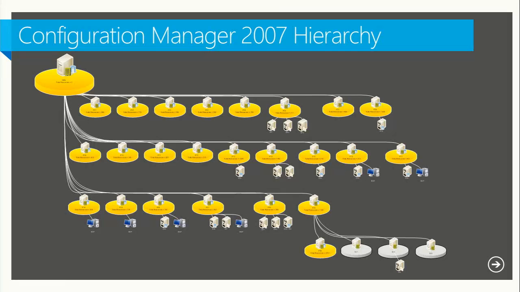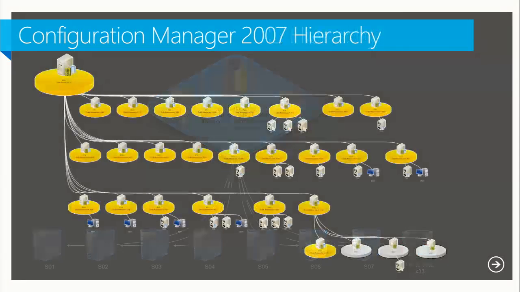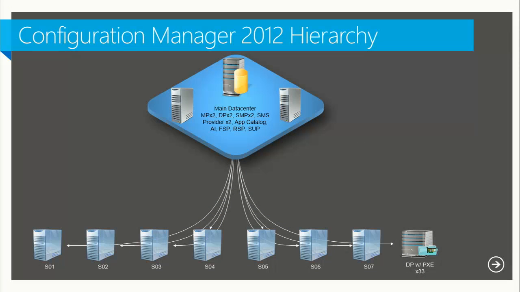So, looking back to our Config Manager 2007 hierarchy, you remember this mess here. We simplified this down to that in 2012. That's a single primary, 7 secondaries, bottom right corner, 33 distribution points. Dramatically simplified that hierarchy from, like I said, this mess here with 25 SQL databases, 25 locations where client settings could be different. Now we got a very manageable situation for 15,000 clients at 50 plus locations.